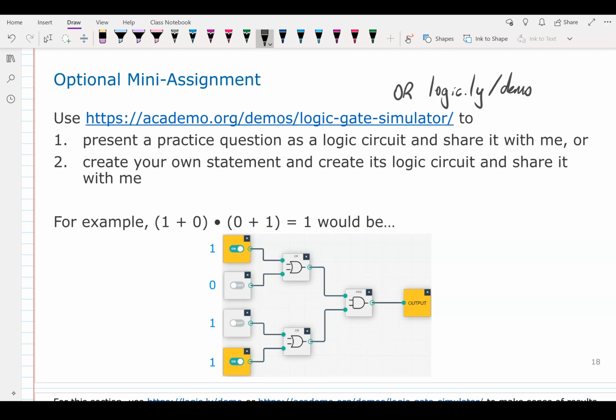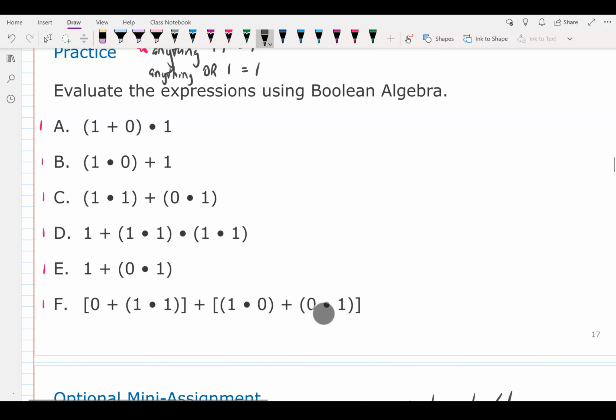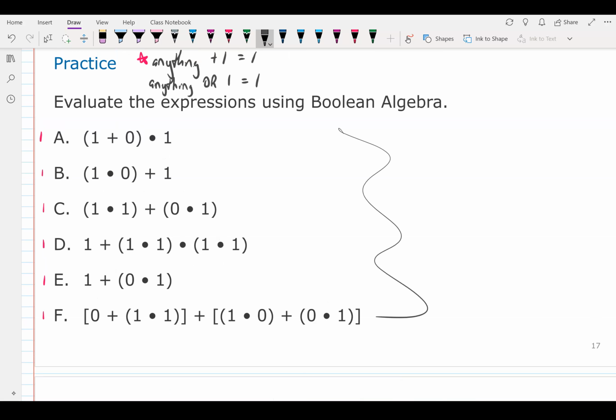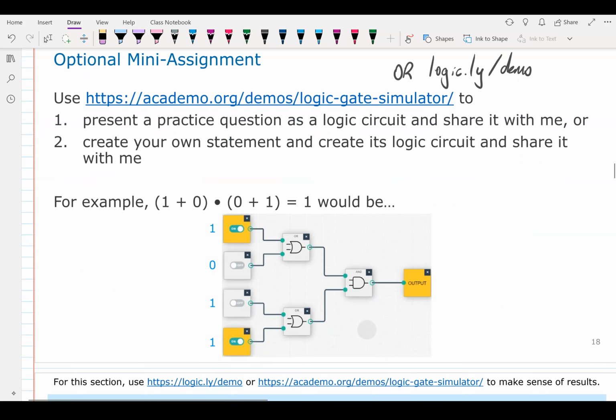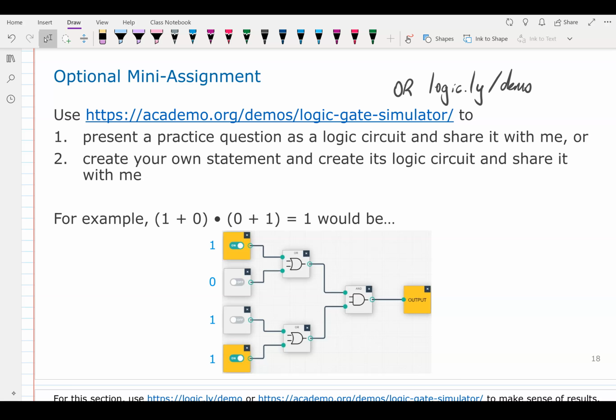And then I want you to create your own statement and create its logic circuit and then share that with me. So you have a choice. I mean, first of all, let me be clear, you don't have to do this assignment at all. But if you'd like some extra practice, you can either present a practice question. What I mean is take one of these, make it circuit, and send it to me. Or create your own statement.